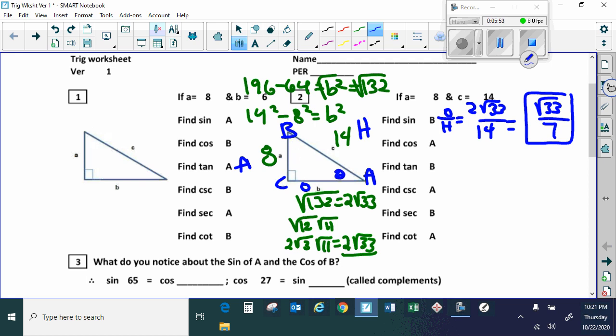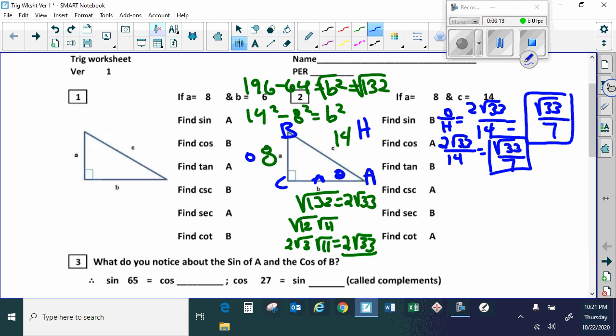Move that there. And so now this is going to switch. This is now my A and this is my O over there. Okay, so the cosine is adjacent, root 33 over hypotenuse 14. So it's the exact same answer, root 33 over 7.